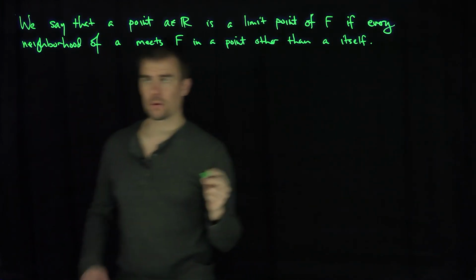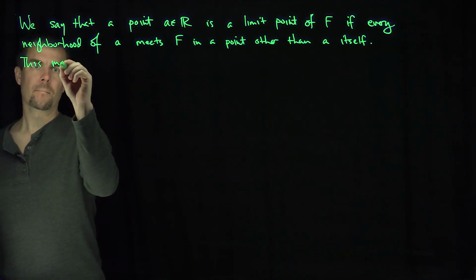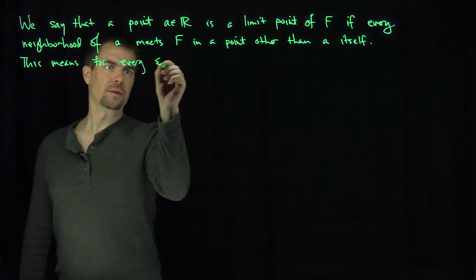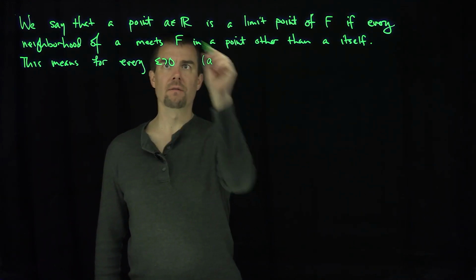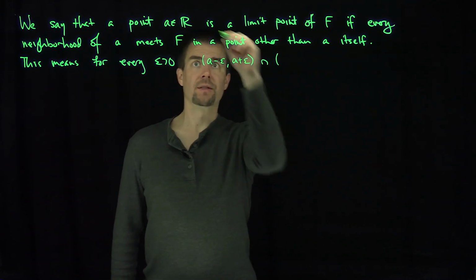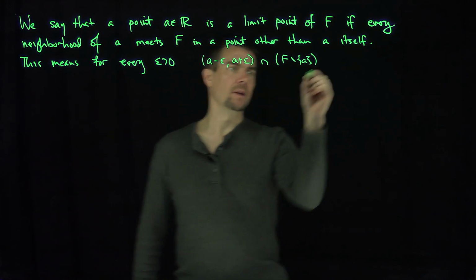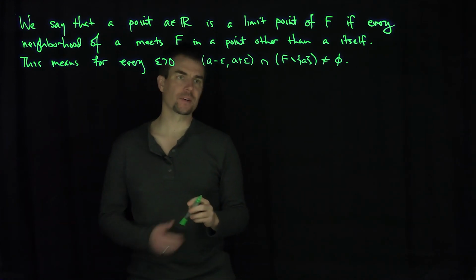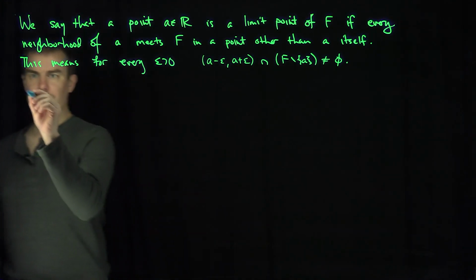What does that mean? Equivalently, for every epsilon greater than 0, the intersection of the interval from A minus epsilon to A plus epsilon with the set F, excluding A if A happened to be in F, is not empty. That's the condition for it to be a limit point. Now let's prove a little proposition about limit points.